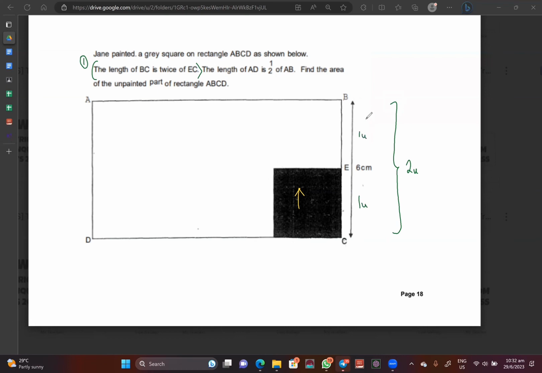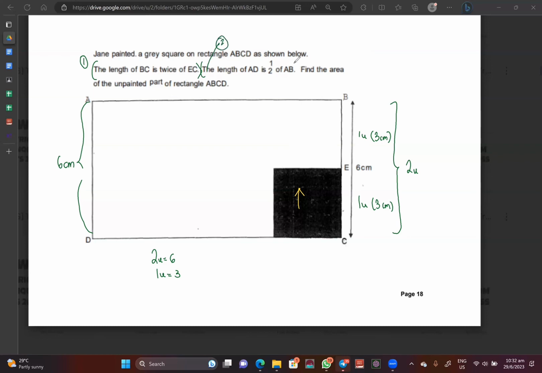So what you can see over here is that 2 units is actually equal to 6, so 1 unit is actually equal to 3. So we are just going to write 3 cm over here, and 3 cm over here. Once I'm done, I have to mirror image. I know that AD is also 6 centimeters. Once this is done, you can move on to sentence number 2.